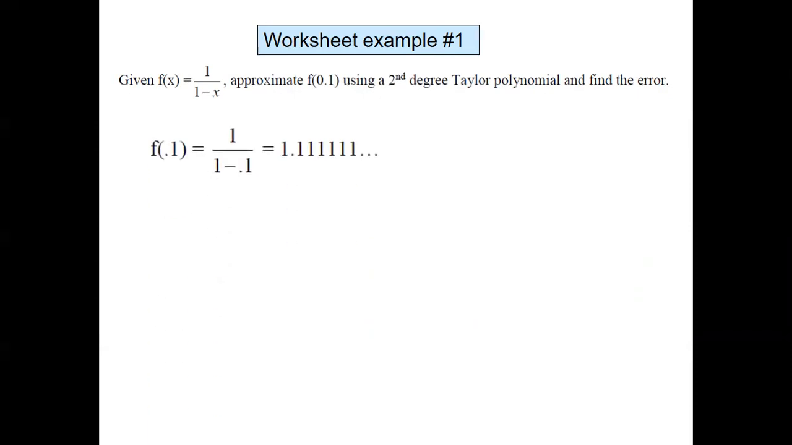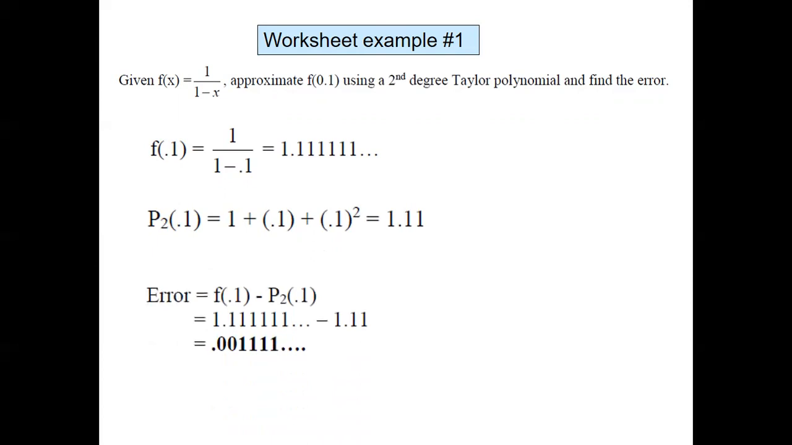So let's find the value of the function at 0.1. That would be like finding the sine function in the last example. Well, it comes out to be 1.1 repeating. And now I want to take my polynomial of degree 2. Well, this is just the geometric series with terms 1 plus x plus x squared and so on and so forth. So substituting 0.1 into that gives me 1.11.